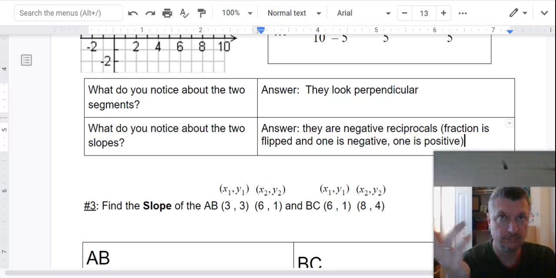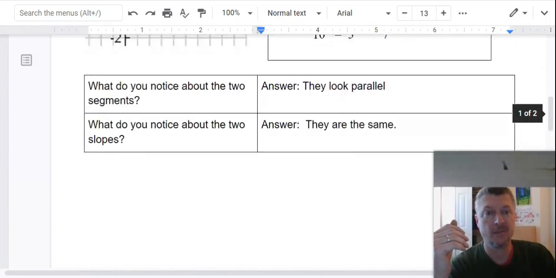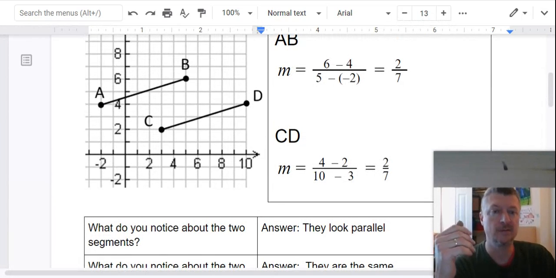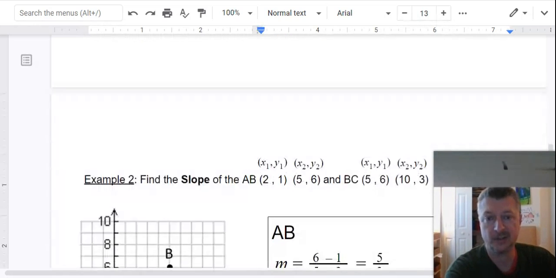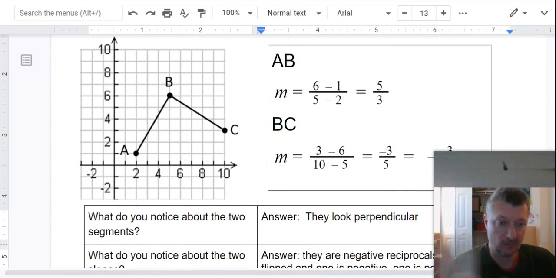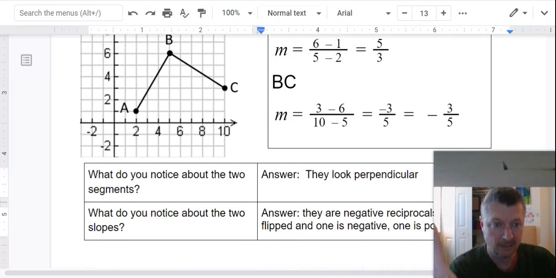If you had something parallel to the top one, you had 7 over 2 or 2 over 7, flip it, 7 over 2, and put a negative. So it would be negative 7 over 2. Flip it, and then put a negative, or take one off. One's got to be positive, one's got to be negative. Okay, so that's it. So there's the notes. So that's part of your assignment. You got that done? Okay.